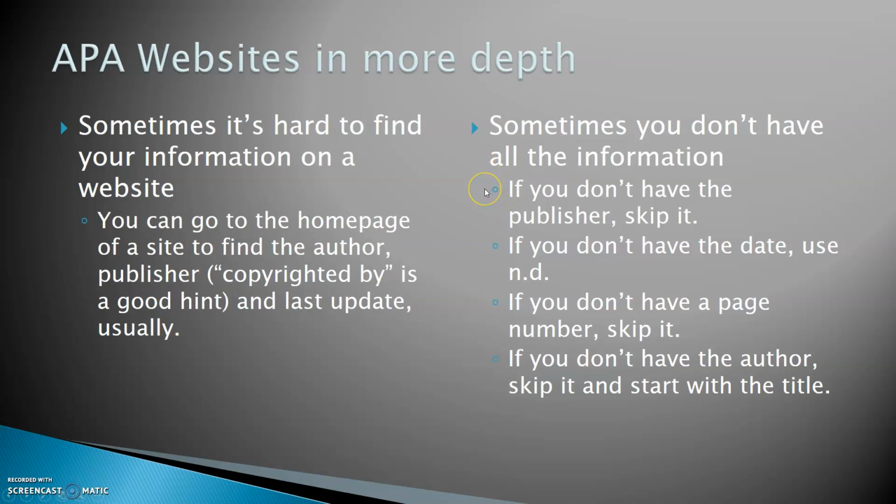If you don't find the information at all, after doing your due diligence, then if you don't have a publisher, skip it. If you don't have a date, use n.d. to show no date. If you don't have a page number, skip it. If you don't have the author, skip it and start with the title.